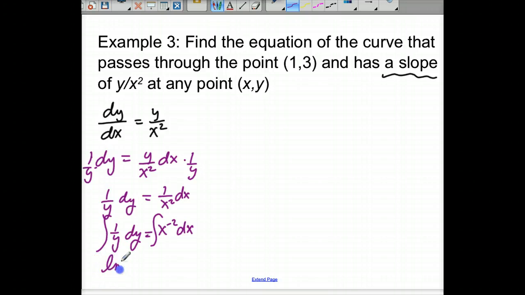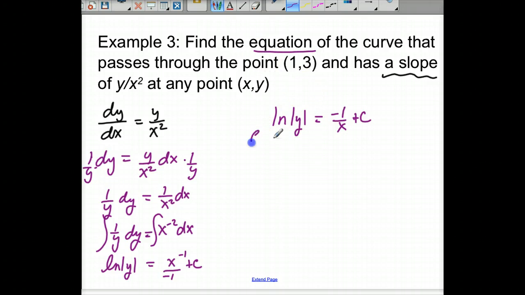This is the natural log of the absolute value of y. And this one I add 1 to the exponent and divide by the new exponent. So then I have natural log of the absolute value of y equals negative 1 over x plus c. I want the equation, so I'm solving for y. So I'm going to exponentiate both sides. So e to the natural log of the absolute value of y is just the absolute value of y.